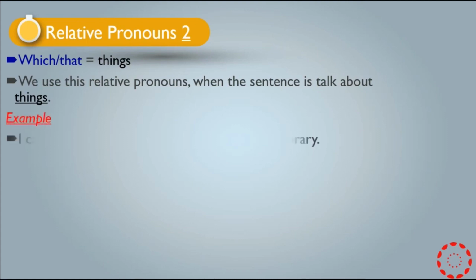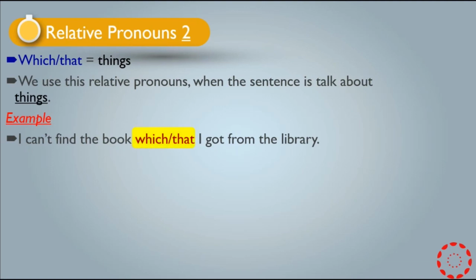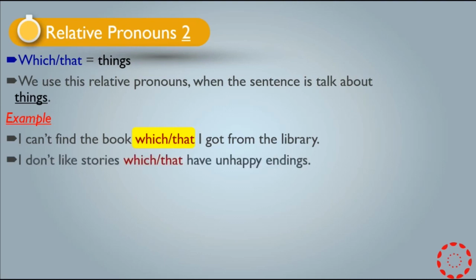For example, I can't find the book which I got from the library. As you see, I use which and that because the book is a thing, so it's not a person. I don't like stories which have unhappy endings. As you see, stories is not a person, it's not a girl, it's not a man, it's not an animal. That's why I use which.